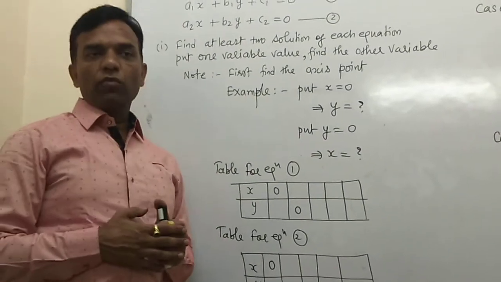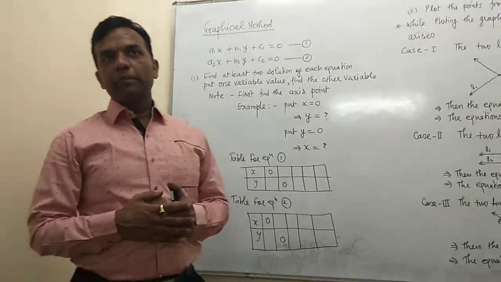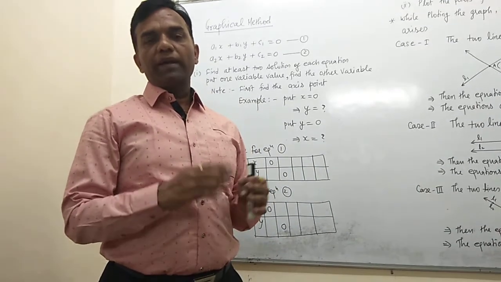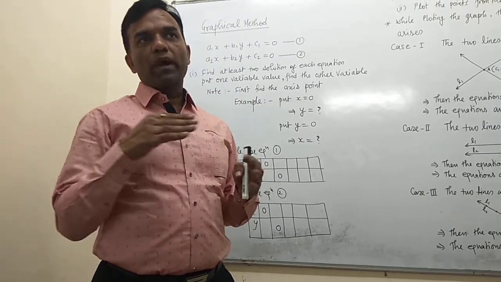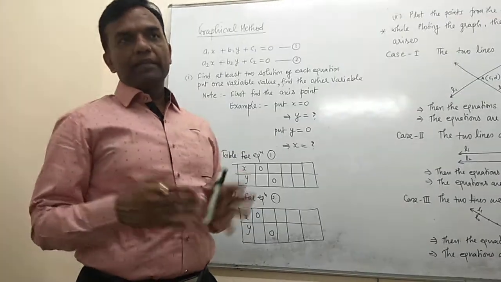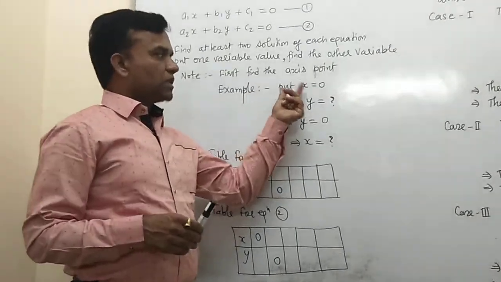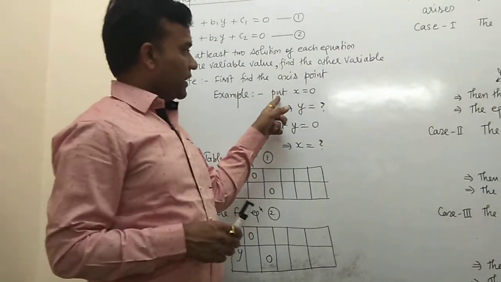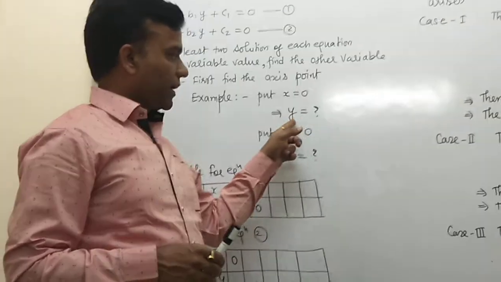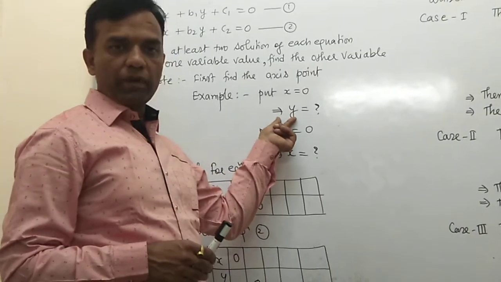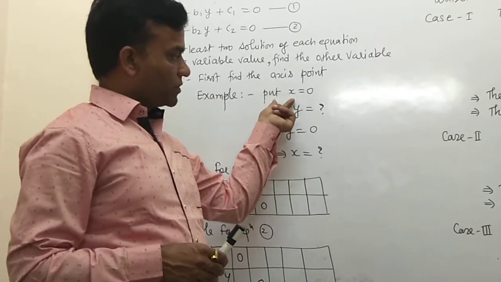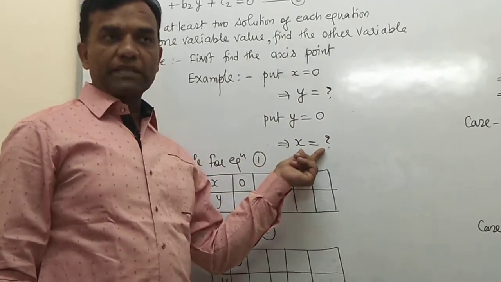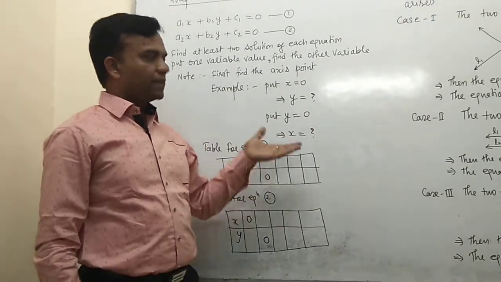For any equation you want to draw on graph paper, the basic requirement is the axis points. What do we mean by the axis point? It means you find the point on the y-axis or on the x-axis. First you put 0. Suppose you put x equal to 0, then you find the coordinate on the y-axis, and you get the value of y. Similarly, you put y equal to 0 and then you get the value of x.